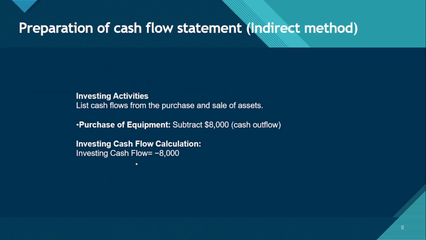When we are evaluating the investing activities, there is only one activity, that is the purchase of equipment for 8,000. That means it is a cash outflow. So the investing activities cash flow is minus 8,000.